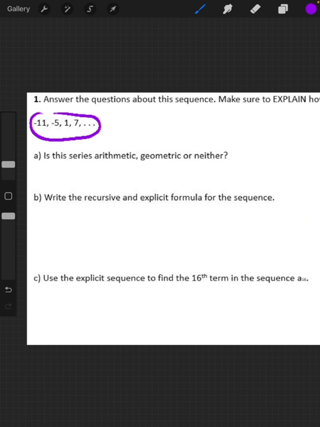So the first thing we have to do is subtract -11 from -5, and the difference would be +6. If you add +6 to -5, it equals 1, and if you add +6 to 1, it equals 7. So this is arithmetic. Let's write that down.